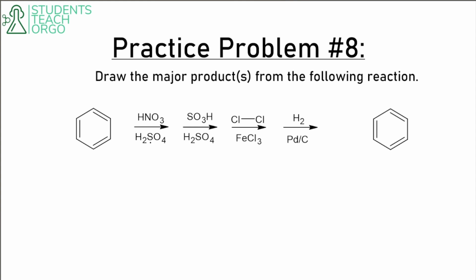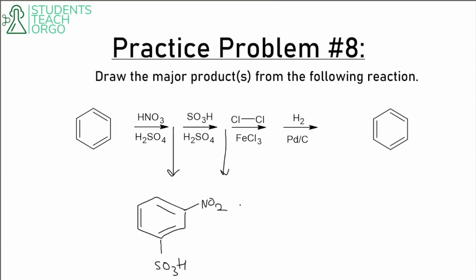So the first step, what are we doing? Well, we are nitrating the ring. So we're going to add a nitro group. Then we're adding a blocking group. So SO3H. Where would SO3H go? It's going to go in the meta position. Which meta position doesn't matter. So let's put it here.